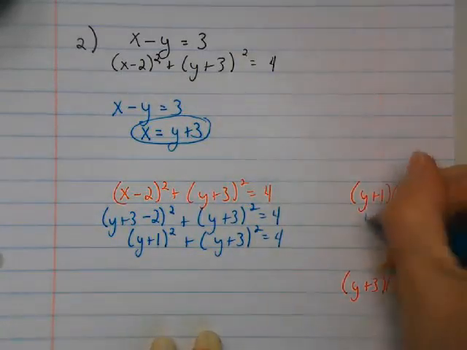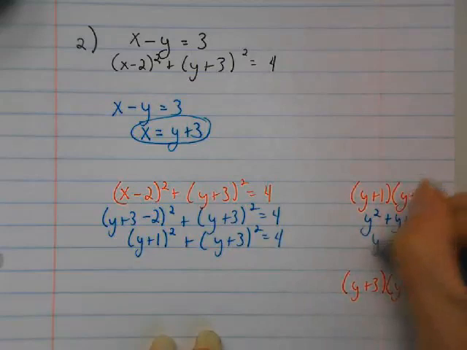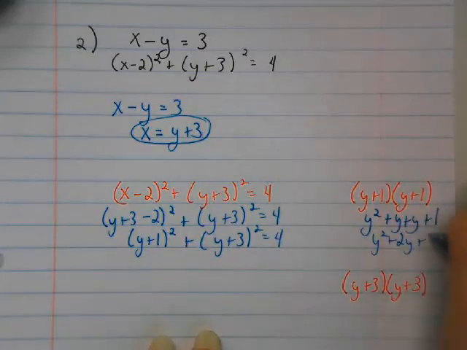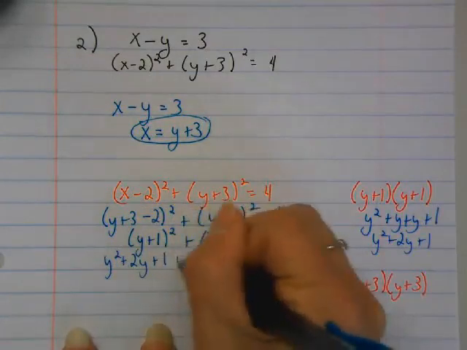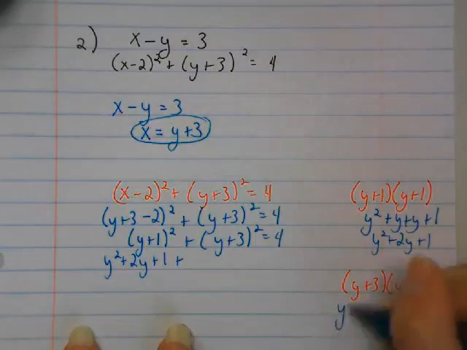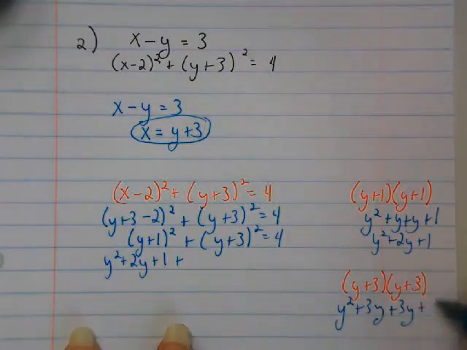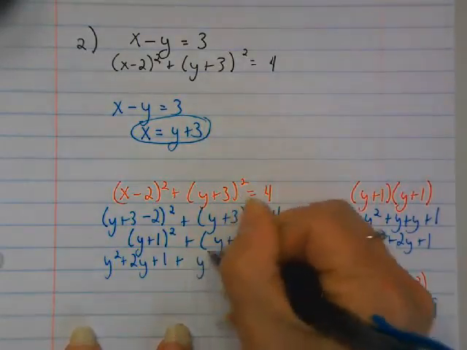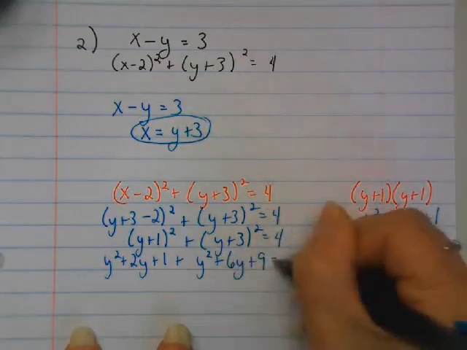So I get y squared plus y plus y plus 1. I get y squared plus 2y plus 1. Now I need to FOIL him. Y times y is y squared plus 3y plus 3y plus 9. So I get y squared plus 6y plus 9 equals 4.